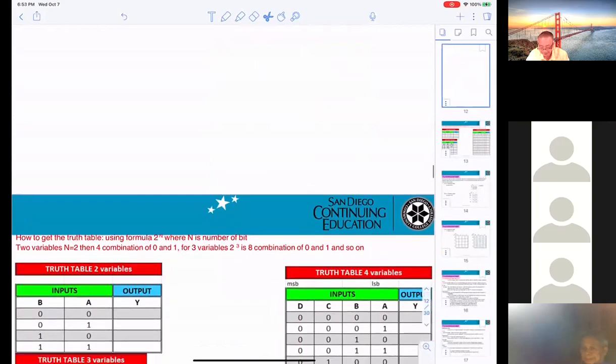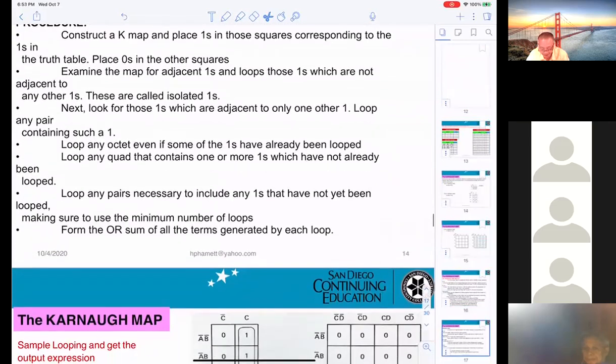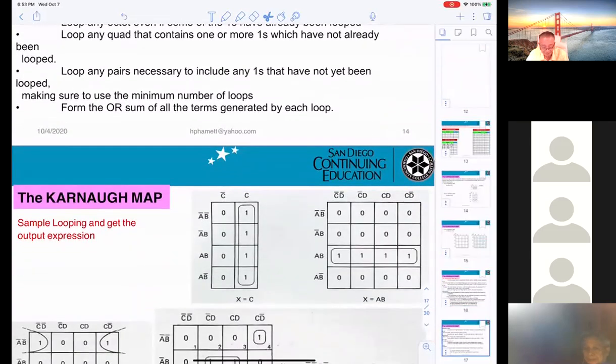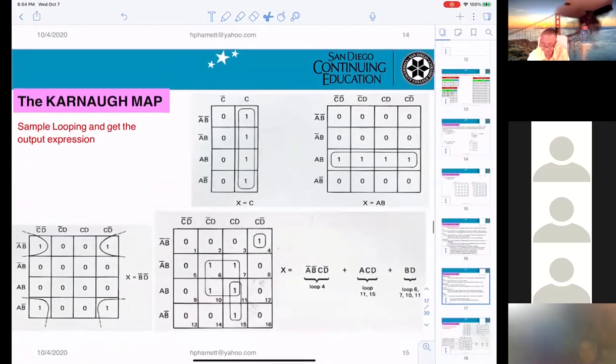Now, let's see. Two tables here. Yeah? Okay, you can read that. Now, let's see. Hey, Mr. Pham, can you scroll up just a teeny bit where it says the Karnaugh map? Can you scroll up just a little bit? Up or down? Up. Yeah, about right there. Yeah, right there.